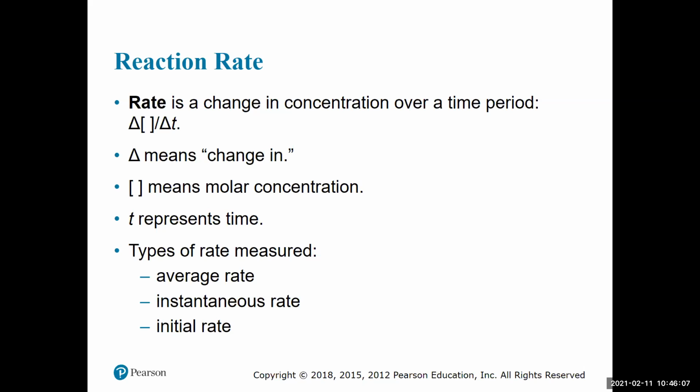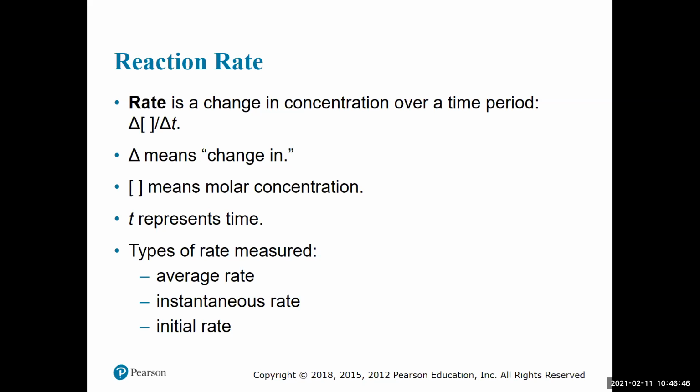So what do we mean when we talk about reaction rate? Reaction rate is simply the change in concentration over a period of time. And so it's signified by this delta, and delta is that little triangle. Delta of the brackets there means molar concentration. So it's the change in the molar concentration with respect to the change in time. The small t represents time, and time can be in seconds or minutes or whatever unit you want.